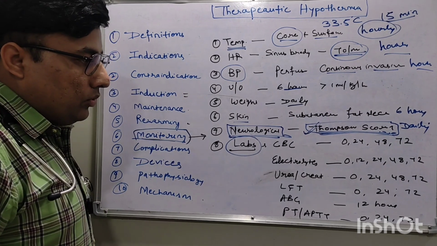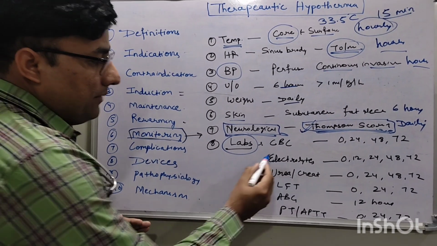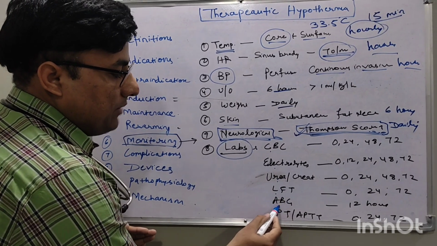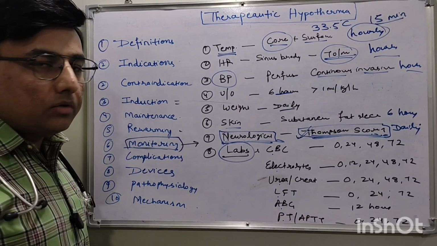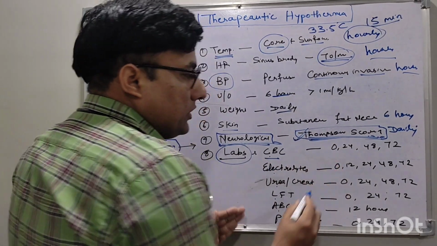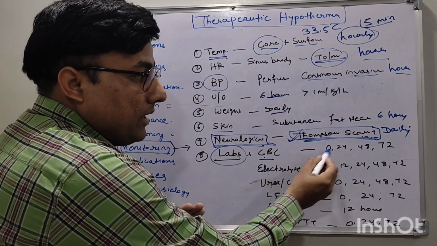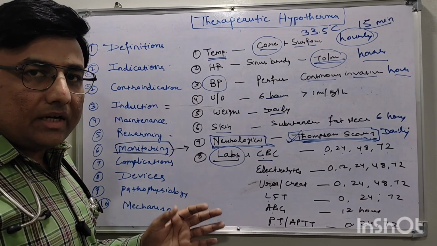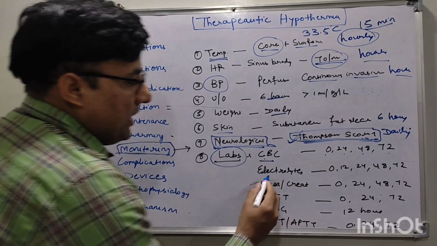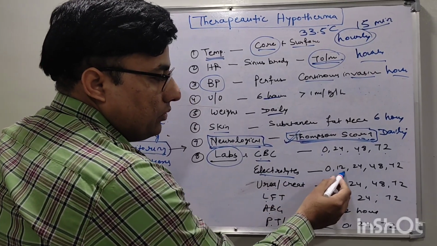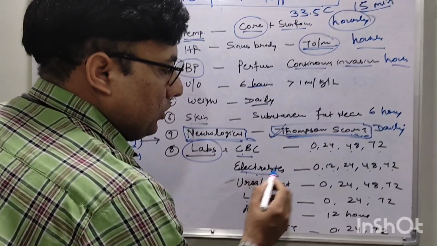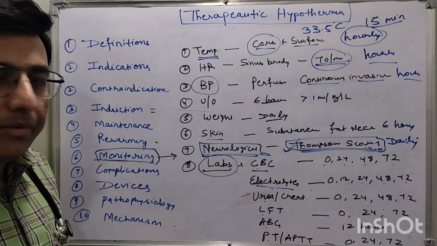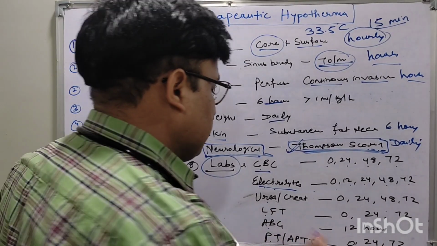Many lab tests we have to do during therapeutic hypothermia: CBC, electrolytes, renal function test, liver function test, ABG, coagulation profile, and blood glucose. CBC we should do before starting therapeutic hypothermia. Then daily we have to do CBC to see whether platelets are falling, causing thrombocytopenia or not. Electrolytes, on the first day we have to do 12 hourly. After that, daily we have to do electrolytes to look for any electrolyte abnormality like hyperkalemia, hypokalemia, hypocalcemia, hypercalcemia.